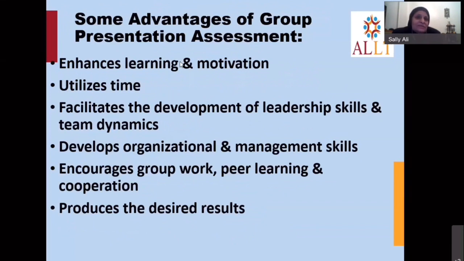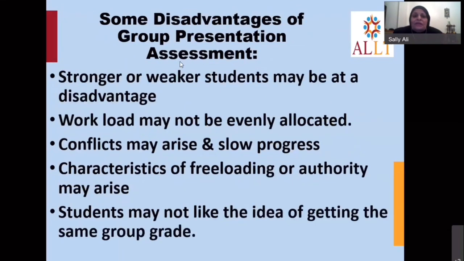Next, let's look at some advantages of group presentations. It enhances learning and motivation. It utilizes time, facilitates leadership and dynamics, and it helps them to work together. Now, let's take a look at some disadvantages of group assessment. Stronger or weaker students may be at a disadvantage. The workload may not be evenly allocated. Conflicts may arise between the students. Characteristics of freeloading or authority may arise.